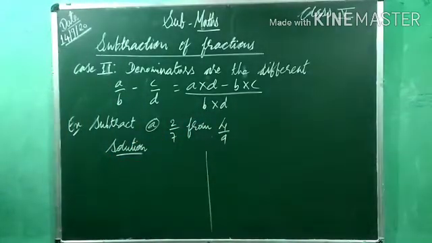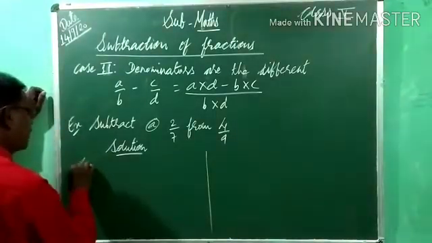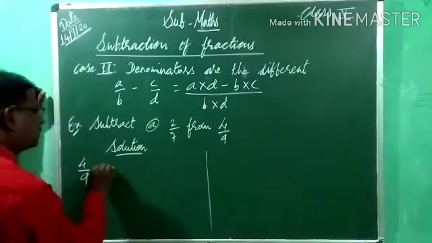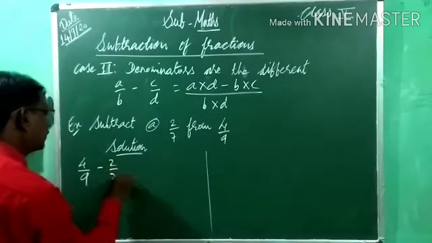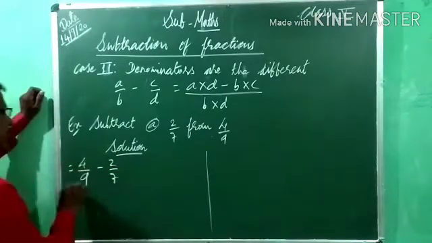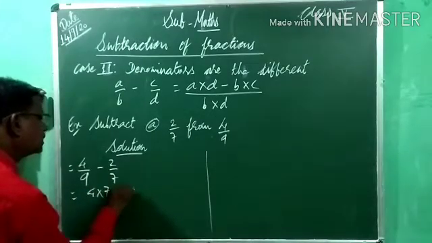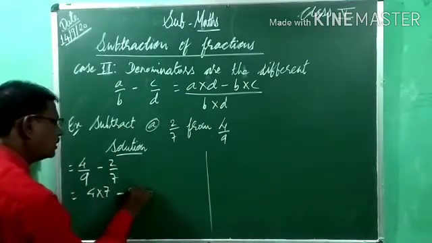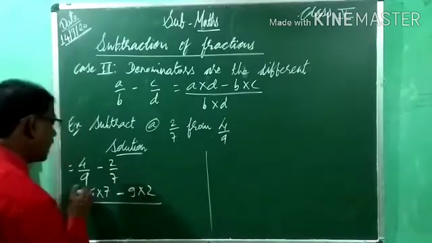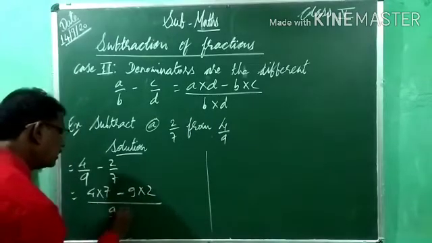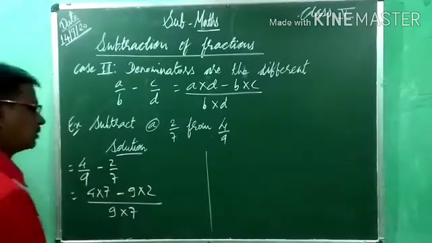Now subtract, example given: 2 by 7 from 4 by 9. So first we have to write 4 by 9. Subtract means minus 2 by 7. Now here the denominators are different. Now 4 into 7 minus 9 into 2, or 2 into 9. Now 9 into 7. Here we have to do multiplication.